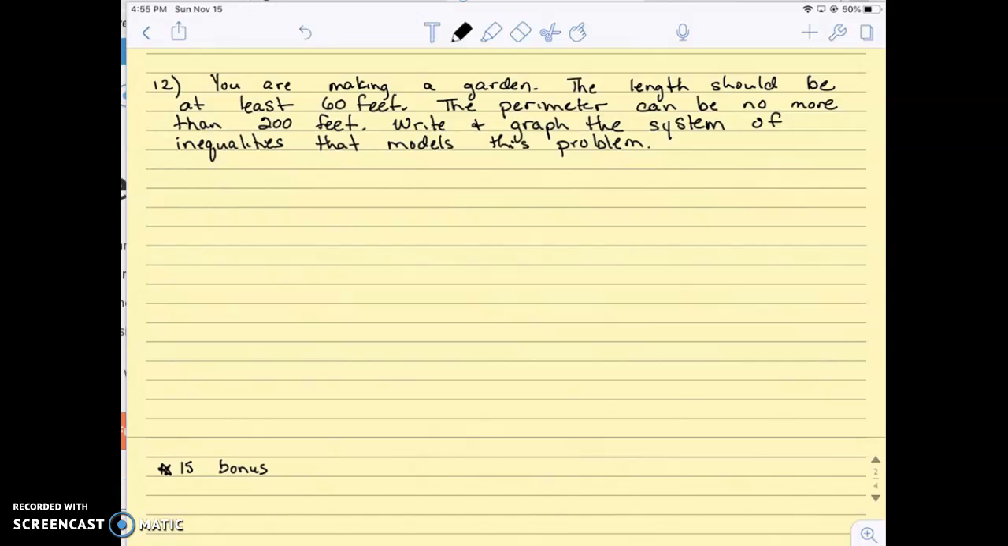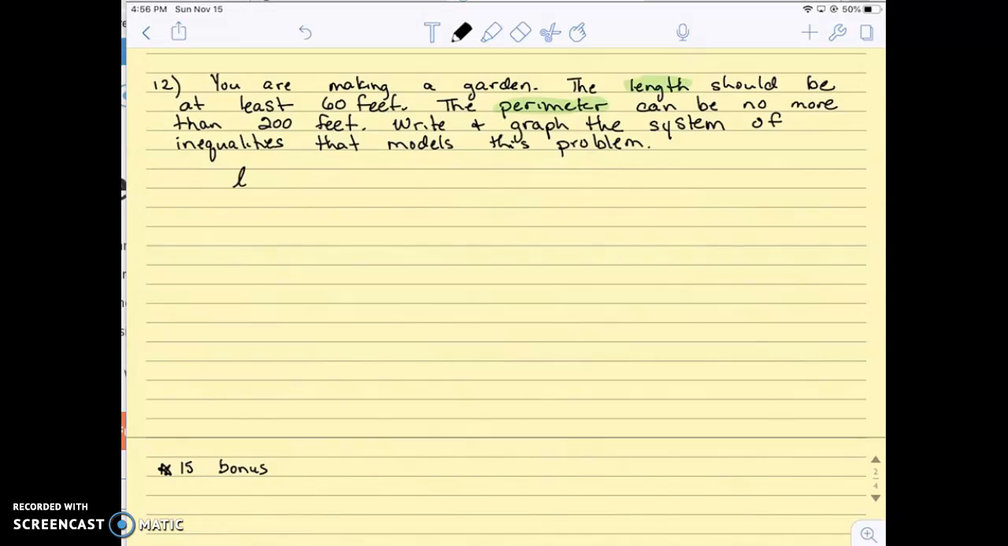You're making a garden, okay? The length should be at least 60 feet. The perimeter can be no more than 200 feet. All right, so let's find the things we're talking about, shall we? The first thing we're talking about is length. The second thing we're talking about is perimeter. Okie dokie. So the length has to be at least 60 feet.